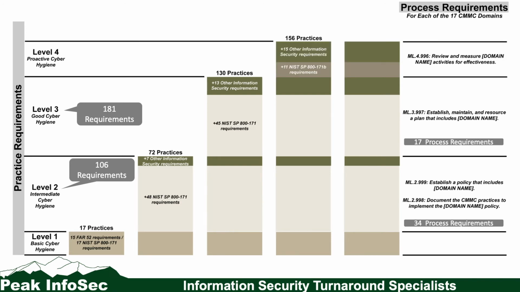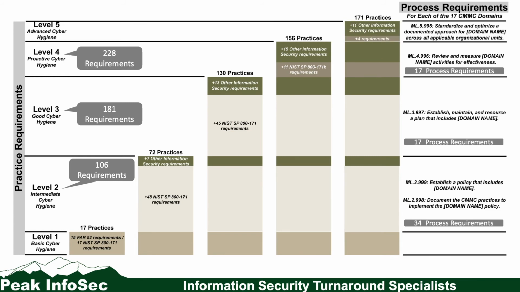In Level 4, DoD has now added in 11 new controls from NIST SP 800-171B, which are enhanced controls for handling of CUI. As a side note, we expect 800-171B is going to be renumbered to 172. They've also added in an additional 15 external information security requirements. This is also where we see the 4th process requirement that will have to be completed. So overall, we're looking at 228 requirements a contractor will have to be compliant with.